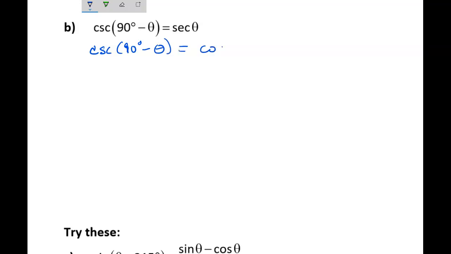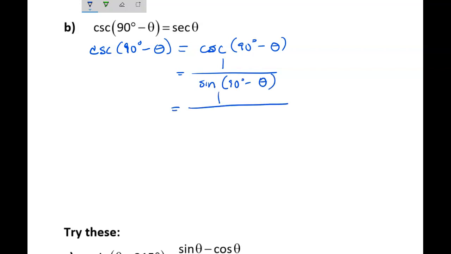So let's start with cosecant of 90 minus theta equals cosecant of 90 minus theta. And then let's transform the right side. Cosecant is 1 over sine. And then we can use the angle difference identity for sine. Sine of A minus B is sine of A cosine of B minus cosine of A sine of B.